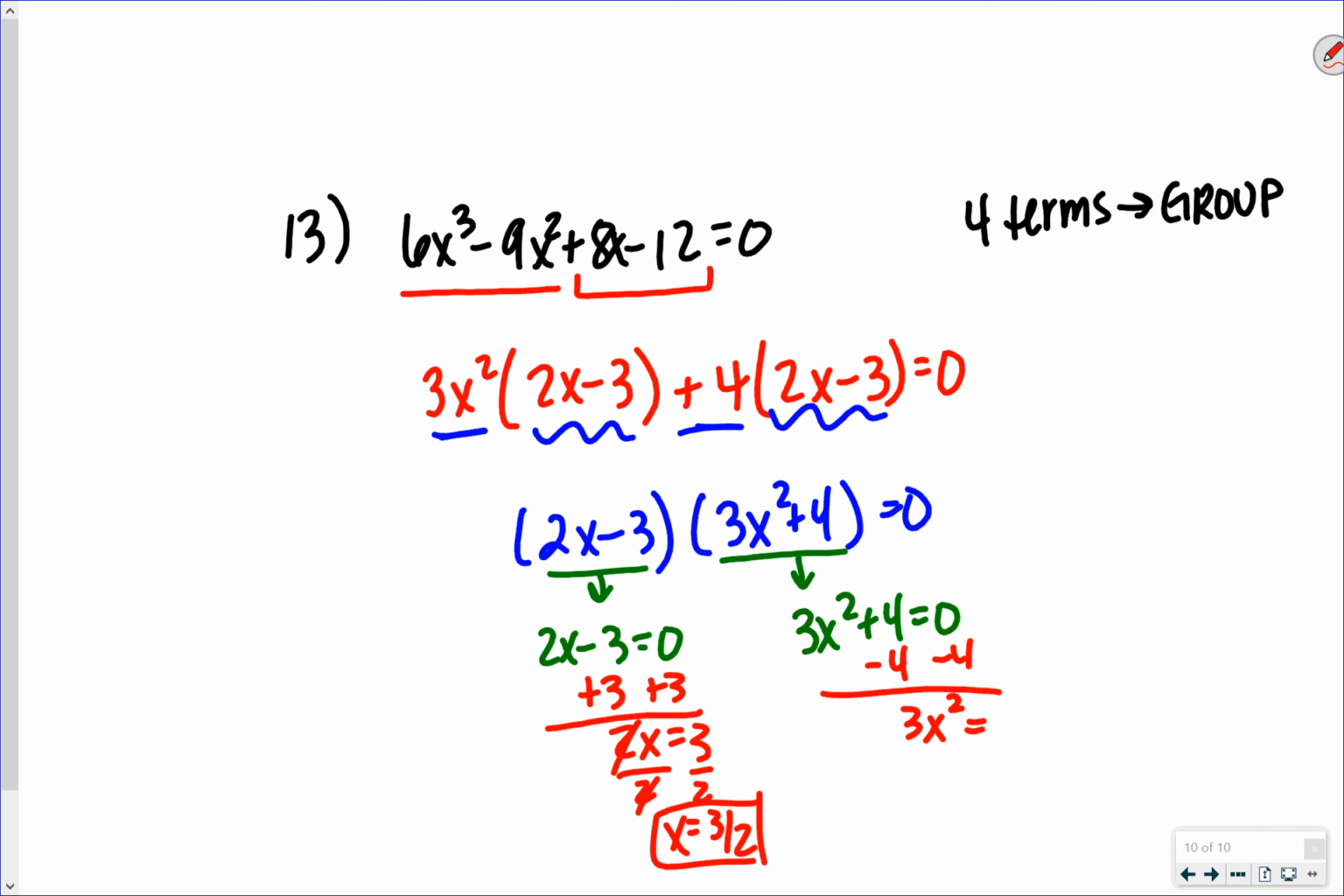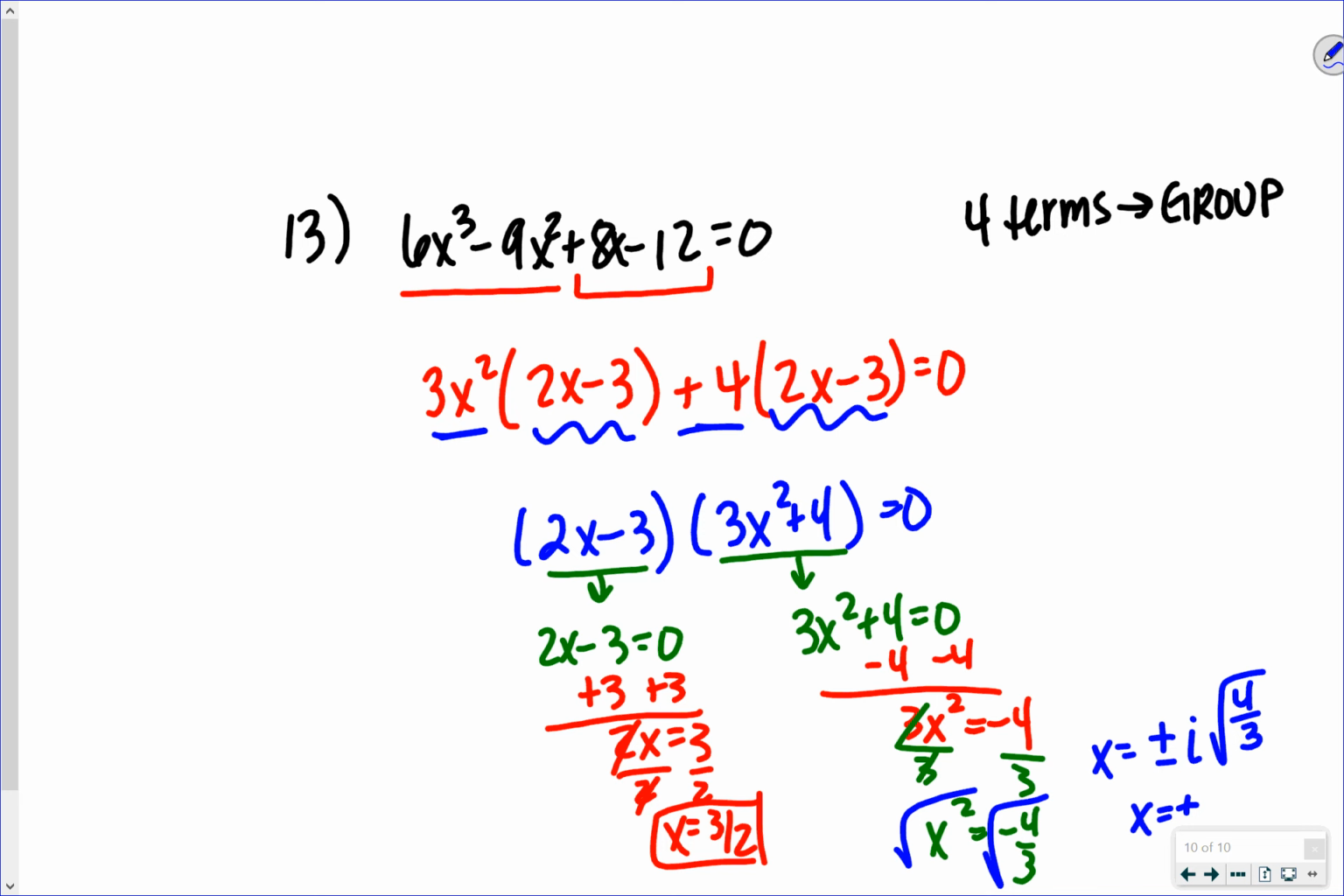3x squared equals negative 4. Divide by the 3. X squared equals negative 4 over 3. Square root. Every time you square root, you need to put plus or minus out front. This one, the i is going to come out. You can leave it as square root of 4/3, or you can square root the 4 and leave the radical on the bottom. I'm okay with either of those answers. Grouping.